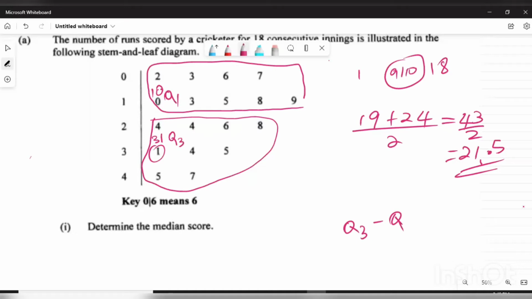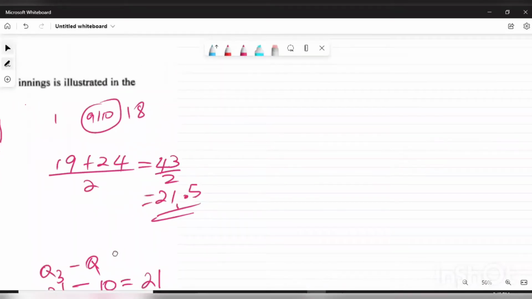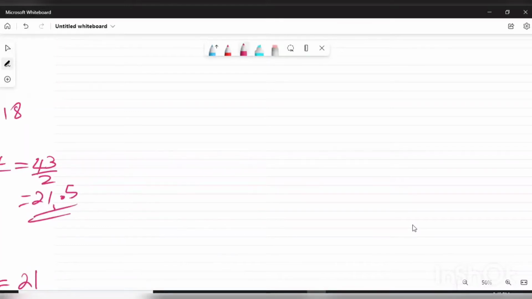Q3. So then it's all about 31 minus 10, and the interquartile range will be 21. Sir, how did you find those two numbers just now? Half. Oh, all right, let me go to a principle so you could get a better understanding.